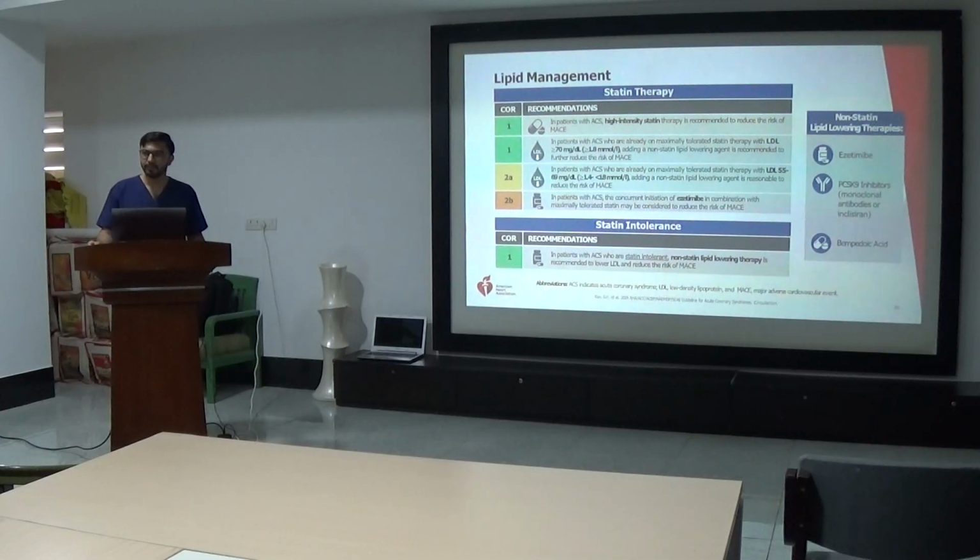What about lipid management? So mainly type 1 MI, plaque rupture, plaque erosion, atherosclerotic event: strictly target to put LDL below 70. Patient with ACS, start high intensity statin to reduce the risk of major adverse cardiovascular events. Patient with ACS already on statin, check fasting LDL level. If more than 70, use an alternate non-statin lipid lowering agent: ezetimibe, PCSK9 inhibitor, bempedoic acid.